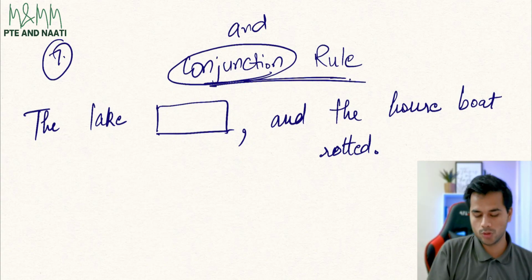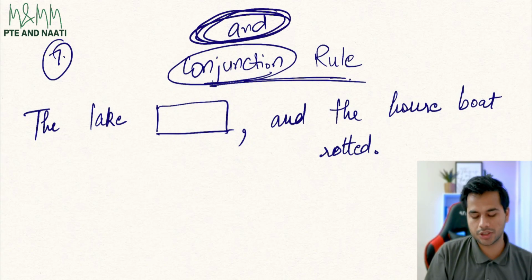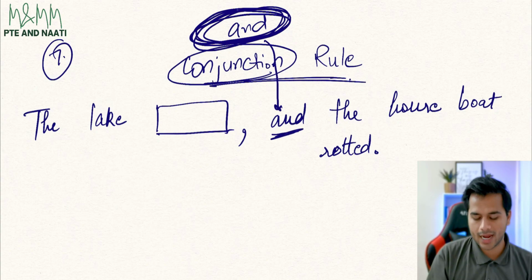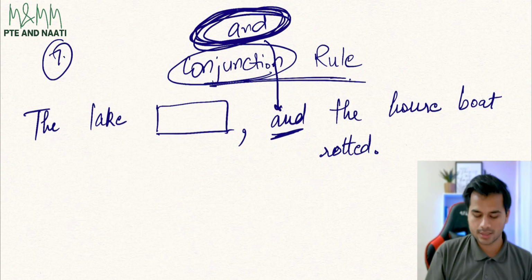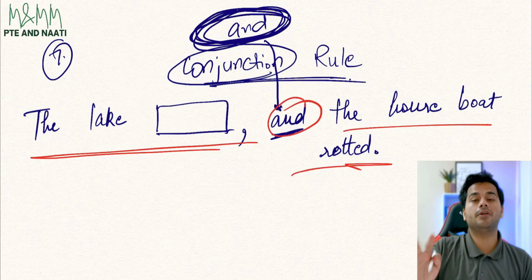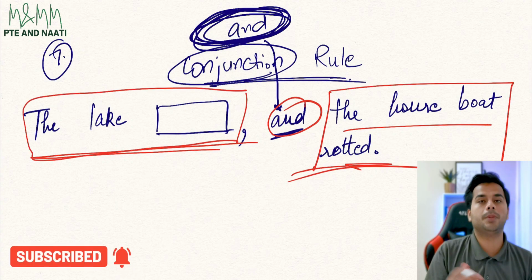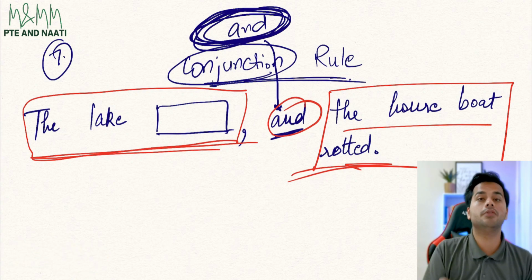Now, the rule here is just for the conjunction "and". It says that if you see the word "and" in between a sentence, and they have given you two different clauses in between a big sentence. Now clauses, first of all, what's a clause?